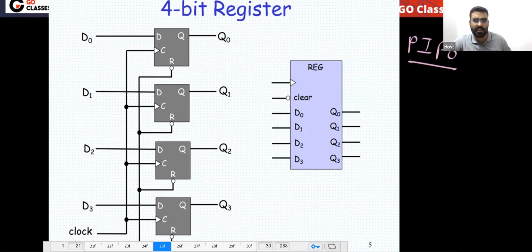So there is no shifting here. This is not a shift register. This is a parallel input, parallel output register. There is no shifting, so this is not a shift register.